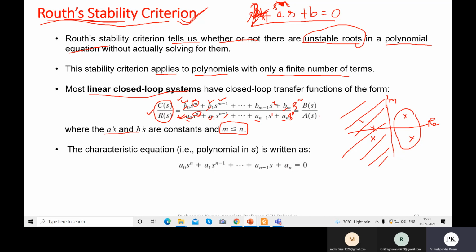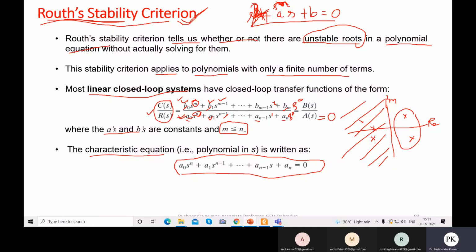So as you know, for the characteristic equation we put the denominator equal to 0, isn't it? That is our characteristic equation. If this characteristic equation is of second order or first order, you can simply calculate the roots using the Sridharacharya formula, locate them on the S-plane, and predict the stability. But if it is a higher order equation, then you use Routh's criteria. So now we will discuss what is the Routh's stability criteria.